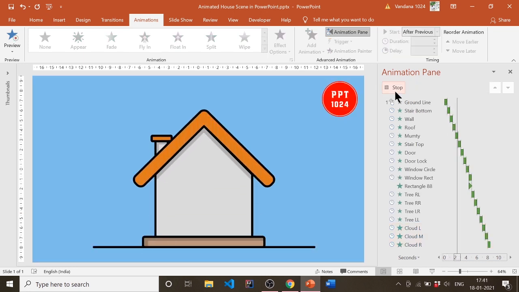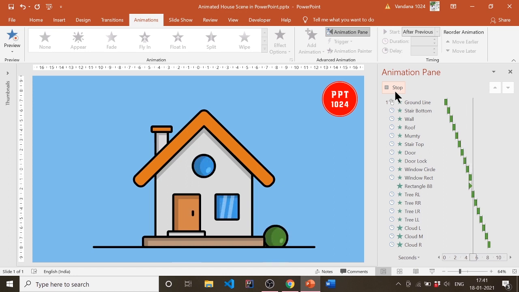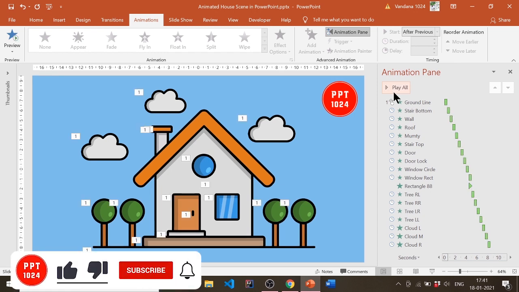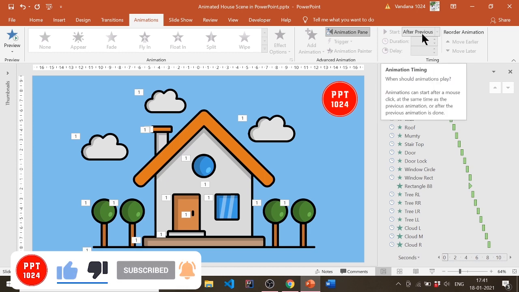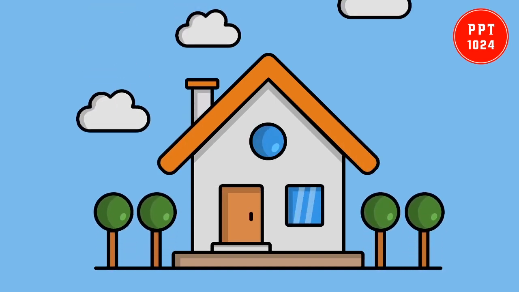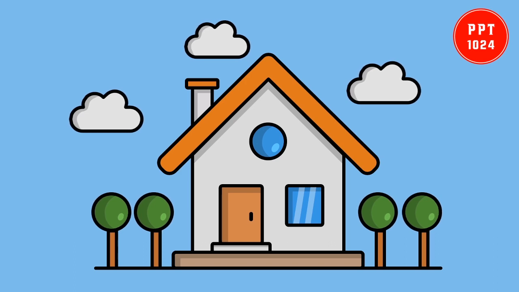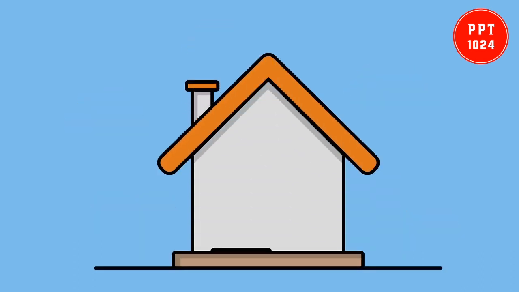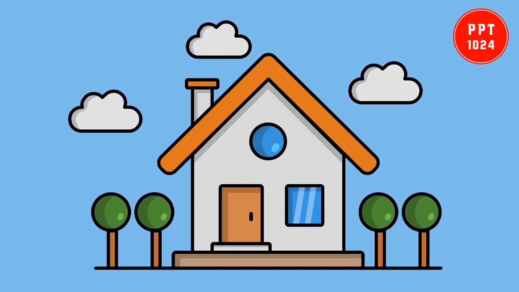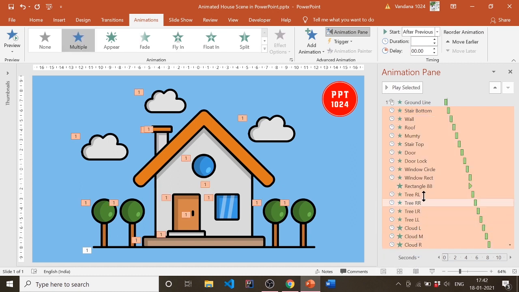Now if you play all the animations, you will see animation of one object starts after the completion of the animation of previous object. It is because of this start after previous. But I don't want this. I want that animation of one object should start little before the animation of previous object ends, because it looks nicer to me and it also looks more faster and less boring. So for this, select all this using Shift key and instead of after previous, start with previous.